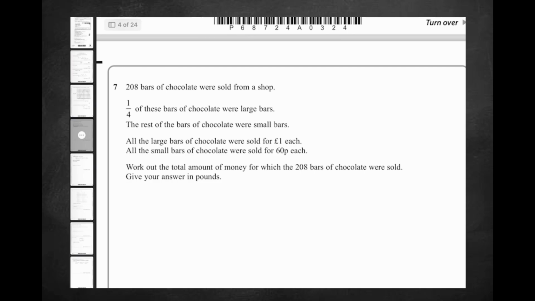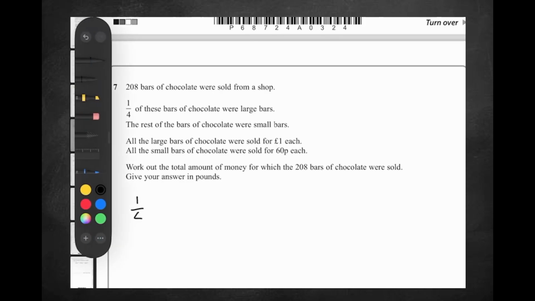Question number 7. 208 bars of chocolate were sold from a shop. 1/4 of these bars of chocolate were large bars. The rest of the bars were small bars. All of the large bars were £1 each. All of the small bars were 60p each. Work out the total amount of money for which the 208 bars of chocolate were sold. Give your answer in pounds.